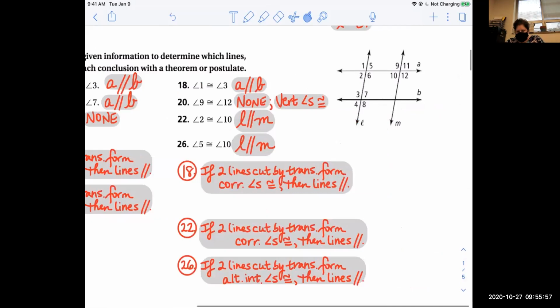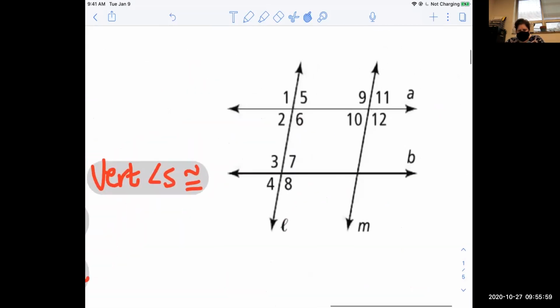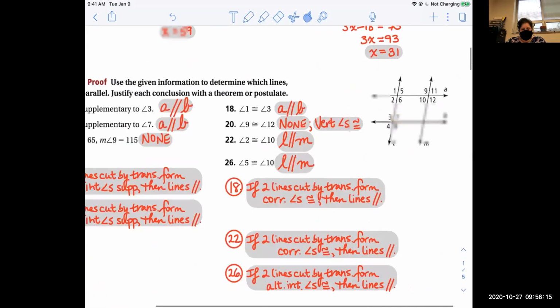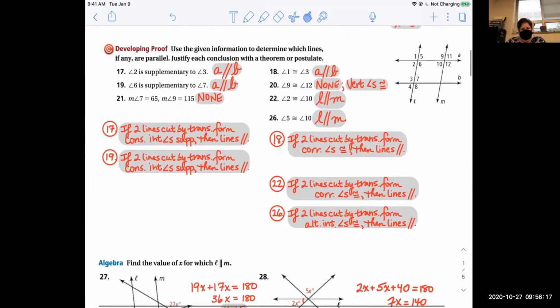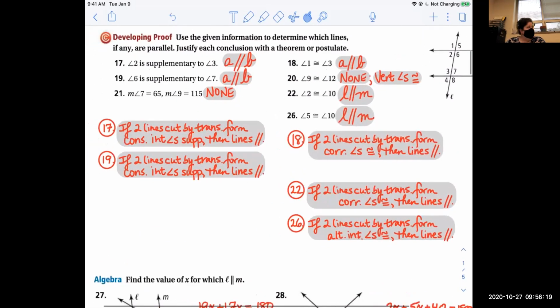7 and 9. Yeah, because they're not directly related, we couldn't say if there are any parallel lines there. There's not one transversal that relates them to each other. Any other questions on that first page of problems?